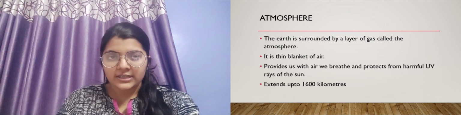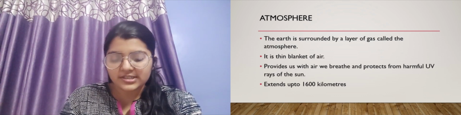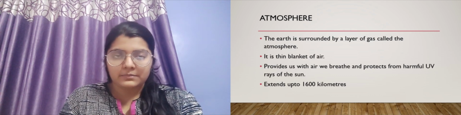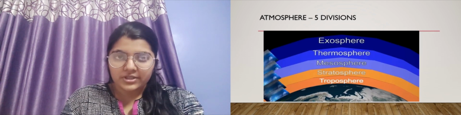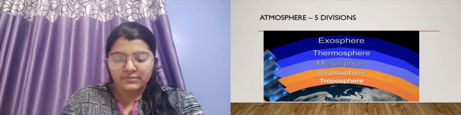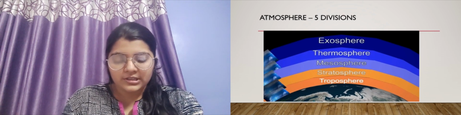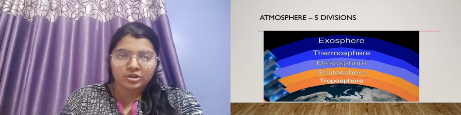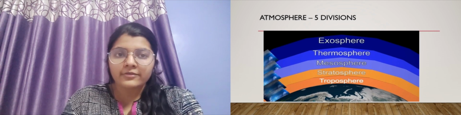The atmosphere extends up to the height of about 1600 kilometers, and also it is divided into 5 layers, on the basis of their composition, temperature and other properties. So these 5 layers are troposphere, stratosphere, mesosphere, thermosphere and exosphere. Again, you need to remember the names of all these 5 spheres.